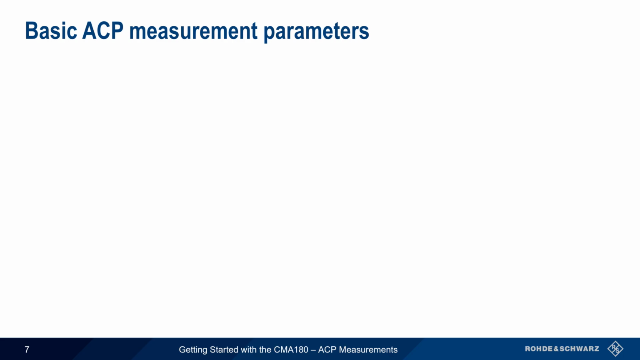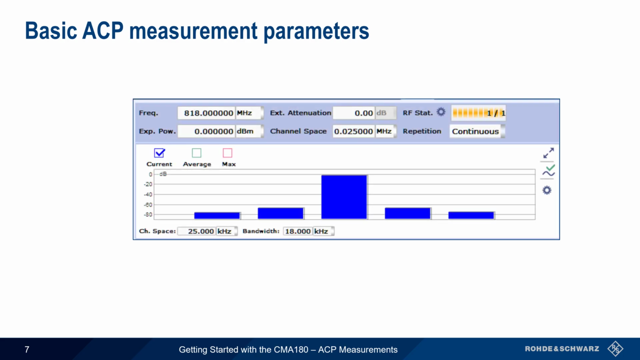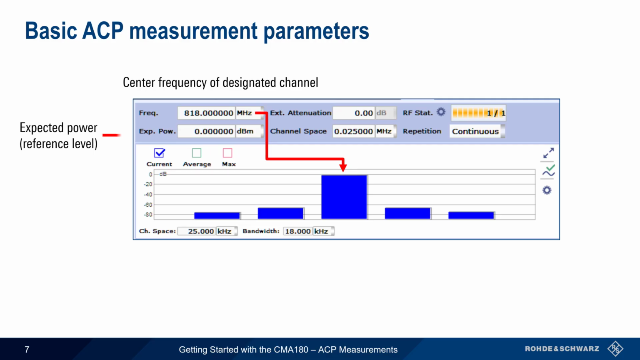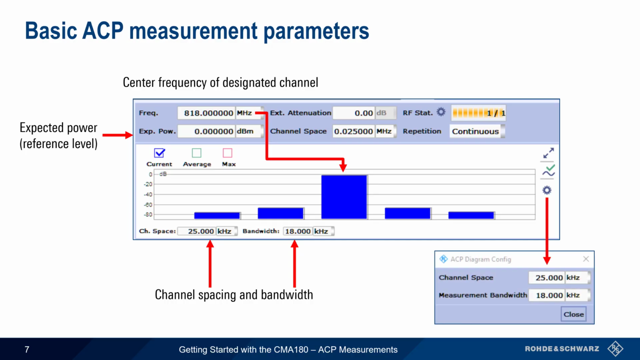Let's start by going through the most important measurement parameters. Frequency should be set to the center frequency of the designated radio channel, and the expected power should be configured slightly higher than the maximum expected input signal power. This is the same as the reference level in many spectrum analyzer applications. The channel spacing and the channel bandwidth can be configured directly on the main GUI, but these values can also be accessed via the configuration icon on the right-hand side of the display.